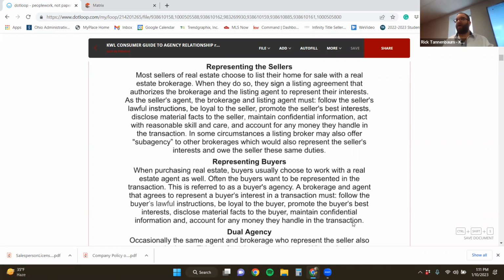So if it's a sign call on your listing and you're meeting a buyer, bring that to the sign call, or better yet, send it to them before your meeting and have them e-sign it before the meeting. But at the very least, hand it to them before you walk them through the door so that they understand agency.